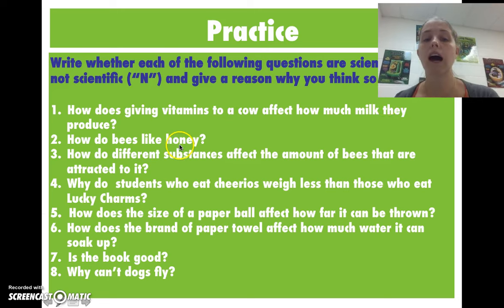How do bees like honey? Well, I don't really see a cause and effect here. That's not really a good scientific question, so I hope that you wrote an N for this.